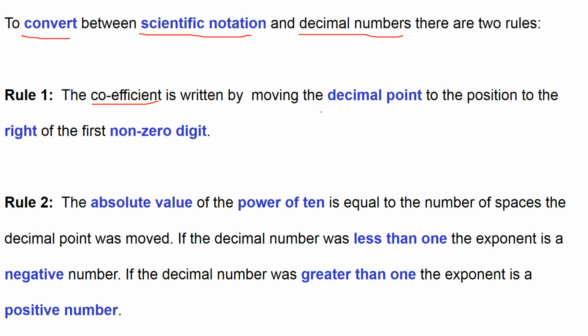The direction that you move your decimal point will depend on whether you have a small number or a big number. Now you have to figure out the size or the absolute value of your power of 10, and that's pretty simple. It's equal to the number of spaces that you moved your decimal point. So if your decimal number was less than 1, you will have a negative exponent, and if your decimal number that you began with was greater than 1, then your exponent is a positive number. So really 3 things going on. Get your coefficient, then get the size of the value of your power of 10, and then decide if your power of 10 needs to be a positive number or a negative number.